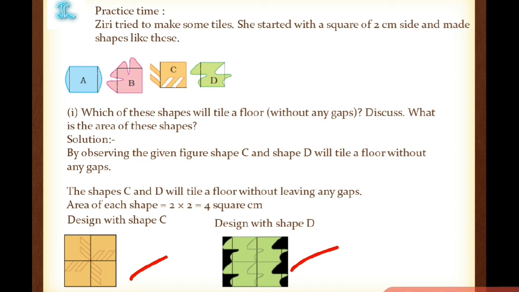Area of each shape is, now they are asking us to find the area. 1, 2, 3, 4. How many complete squares are there? 4. So area of each shape will be 4. Now design shape with C, and this is the design shape with D. Okay, all of you understood till here?